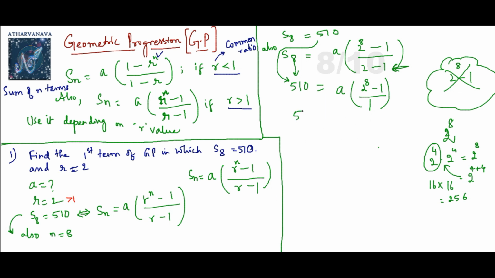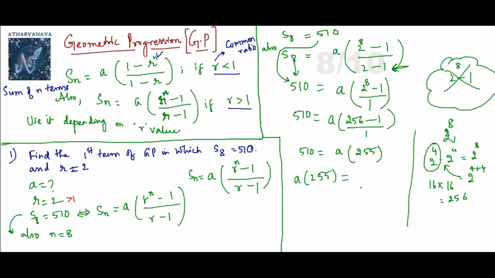So 510 is equal to a into 256 minus 1 by 1. Can I write this as 510 is equal to a into 255? 256 is the 2 power 8 value, but actually speaking, 256 minus 1 will become 255. Correct? So I want the a value, isn't it? So I'll write a into, whatever is my subject. Subject means whatever you are trying to find in algebra becomes the subject. Okay. So my subject is a. So a into 255 is equal to 510.